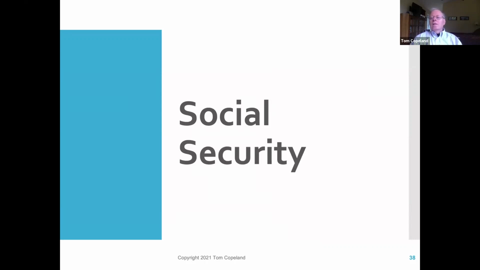If you start contributing to an IRA at age 60, what is the amount you can put in a year? The same amounts that I've been describing so far. It doesn't matter how old you are in terms of what you can contribute.